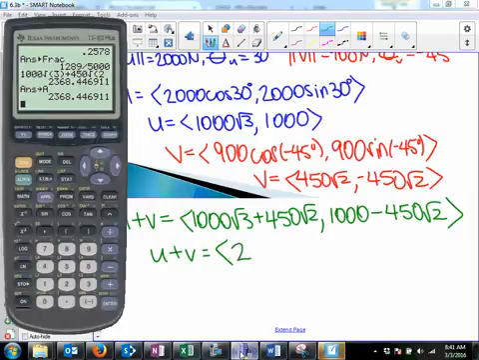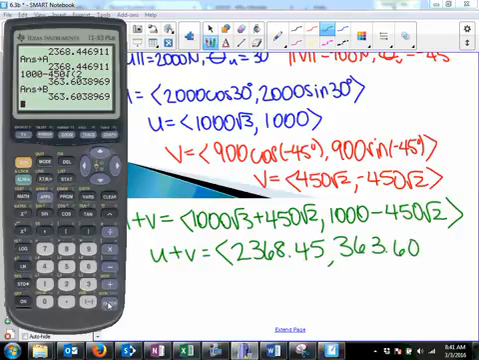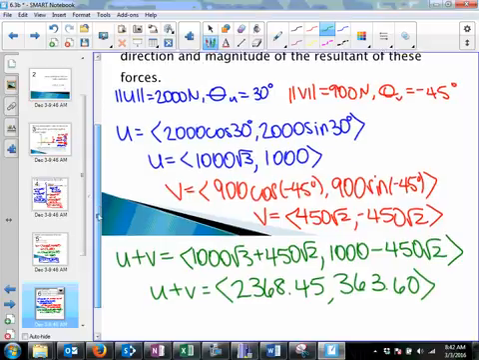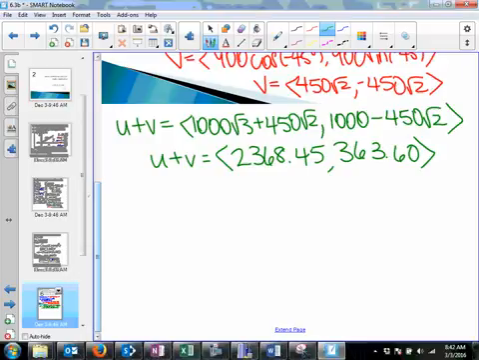is 2,368.45, right? And I'm going to take 1,000 minus 450 radical 2, and store that in alpha B for component B. So 363.60. What did this problem even ask us to do? Let's remember. We want the direction and magnitude of the resultant of these forces. So we found the resultant, but what do we have to do with it? We have to find the magnitude and direction.